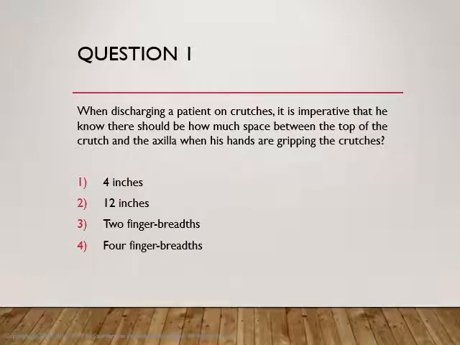Question number 1. When discharging a patient on crutches, it is imperative that he know there should be how much space between the top of the crutch and the axilla when his hands are gripping the crutches. Number 1, 4 inches. Number 2, 12 inches. Number 3, 2 finger breadths. Number 4, 4 finger breadths.